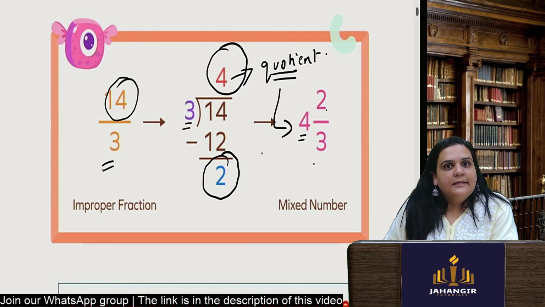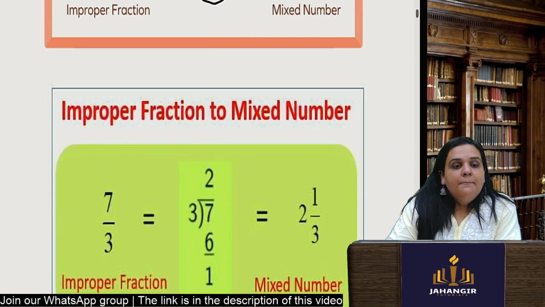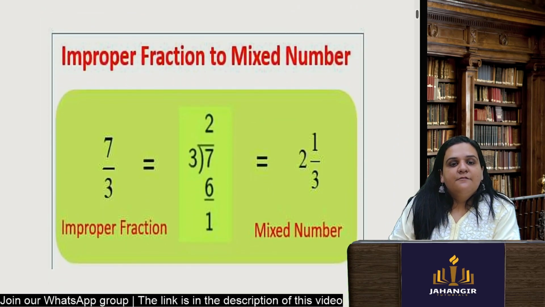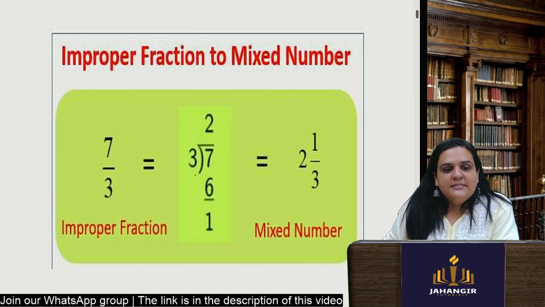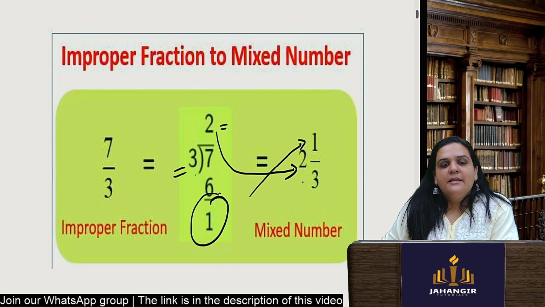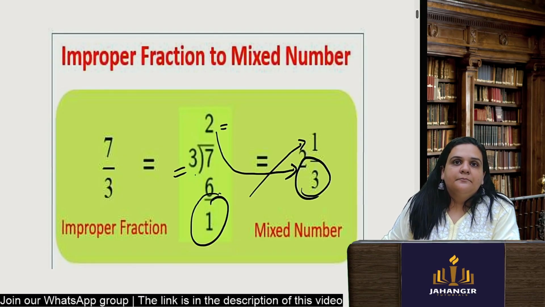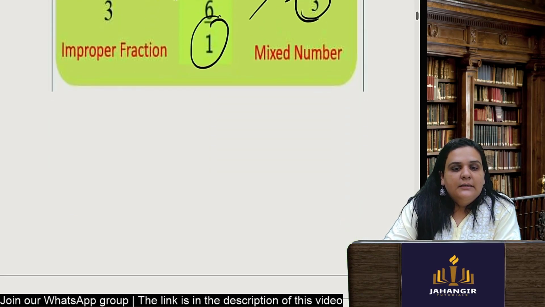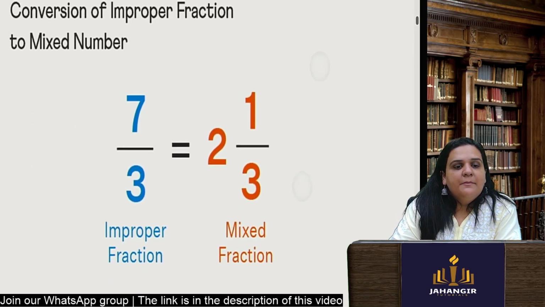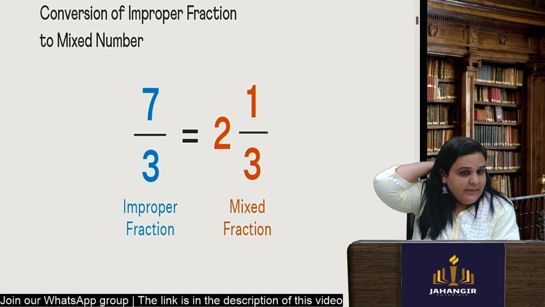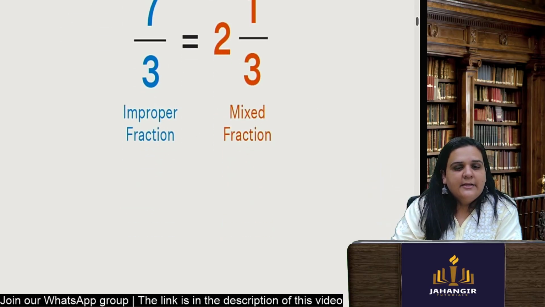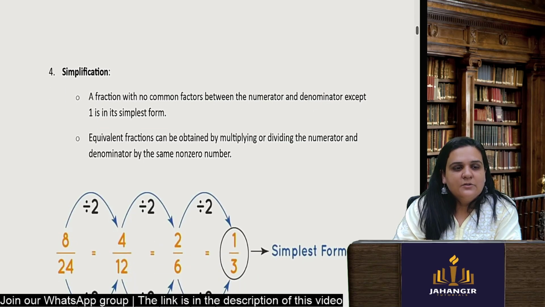Improper fraction into a mixed fraction, one more example. If I am saying 7 by 3, simply divide 7 by 3. 3 2s are 6. So 2 is the quotient, that will become the whole number. 1 is the remainder, which will go in the numerator. 3 will never change; it will always stay as the divisor. Again, here is one more example of conversion. You can keep on reading through and solve it also.